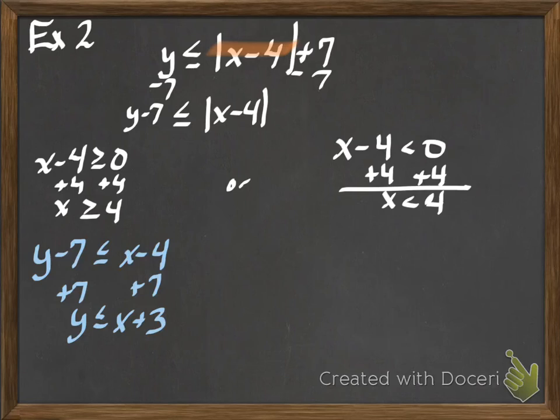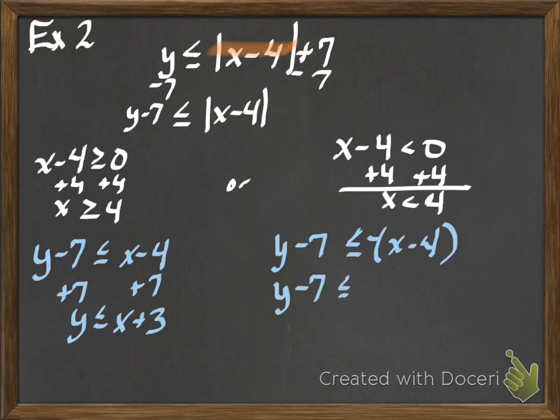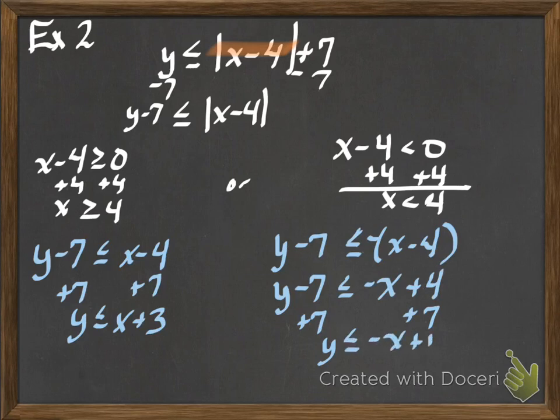And then on the other side, we take the left-hand side, y minus 7 is less than or equal to the negative of x minus 4. And so y minus 7 is less than or equal to, we distribute that negative sign through, changing both signs. And then we add the 7. y is less than or equal to negative x plus 11.